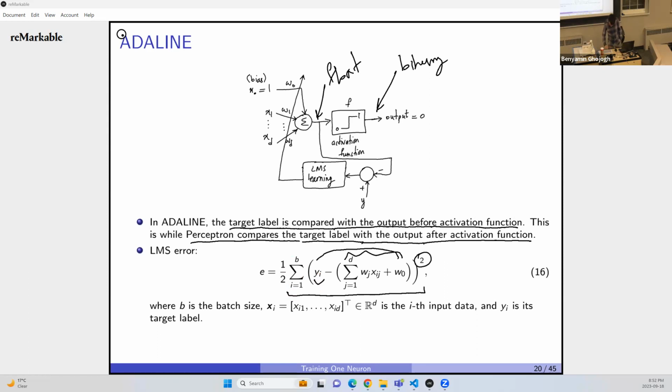I also have 1/2 here. Why? Because I have a square here. When I take the derivative, it becomes 2 times something. So x squared becomes 2x, for example. That 2 is a pain in the neck. I want to get rid of that. So I have 1/2 here, right? That's fine. And b is the batch size. xi is the ith point, and yi is its target label. Here I haven't divided by b to become mean. Doesn't matter in cost. If you multiply the cost by some scalar, does it matter? If you minimize f of x or minimize 1/3 times f of x, you will still get the same solution.